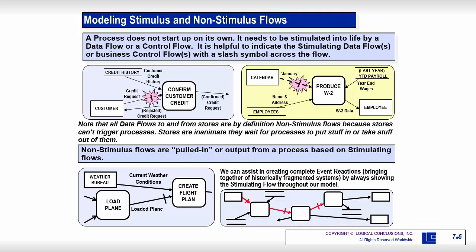We can assist in creating complete event reactions, bringing together of historically fragmented systems, by always indicating the stimulating flow throughout our model, as shown on the lower right diagram. This will force us to look for the next process, if any, that an output flow from a process would trigger, and therefore show the complete reaction to an event.